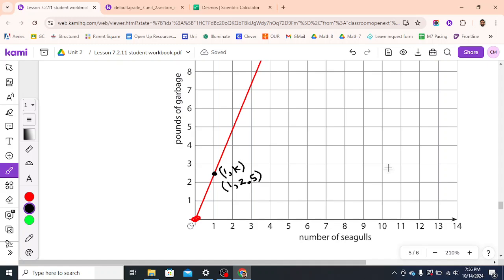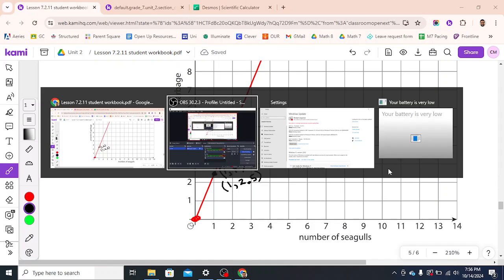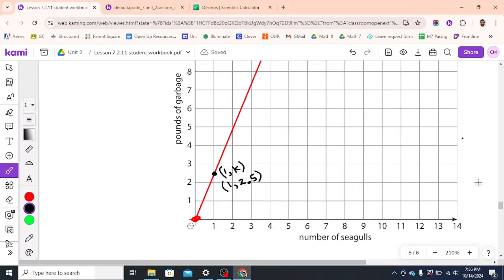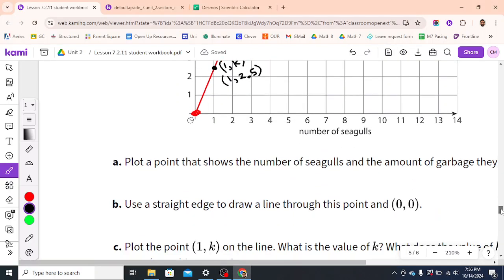It's like another glitch, maybe. Check, check. Okay, not too sure. Sorry about that.